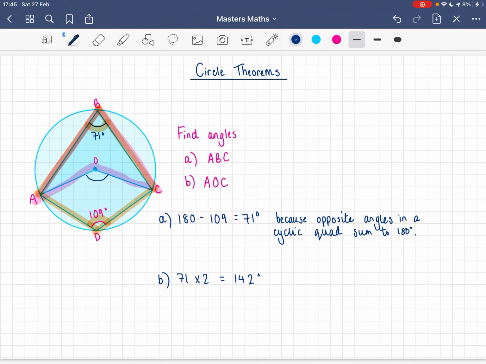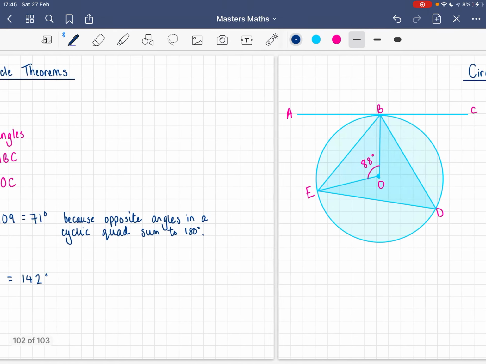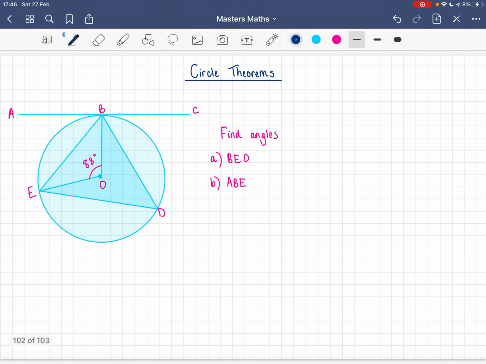We found A and B. Like I say, these are quite basic examples. Exam questions typically can be a little bit more complex, but I want us to familiarise ourselves using it with basic examples before we build up to that. Okay, the next one. Here we've got a tangent. We've got an angle at the centre. We've got a triangle kind of thing going on. And we are being asked to find two angles within that.